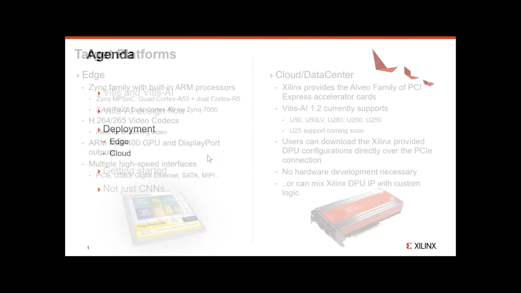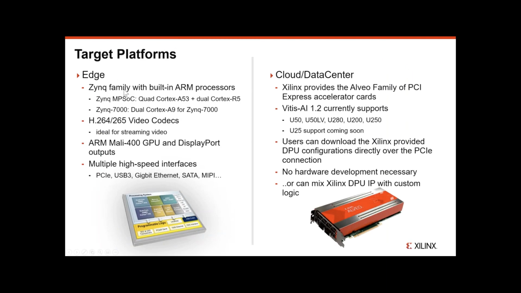So let's talk a little bit about deployment targets. In terms of the Edge, we have the Zynq family that has built-in Cortex ARM processors. The UltraScale Plus device has the quad-core A53 and a dual-core R5, and the Zynq 7000 has a dual-core A9. The Zynq UltraScale Plus family has a subset of devices that include H.264 and 265 codecs that support 4K P60 simultaneous encode and decode of video. That's ideal for applications that need to stream video over Ethernet or compress video for storage.